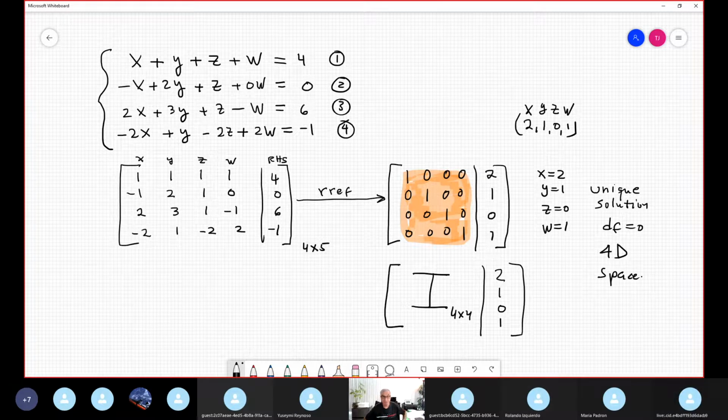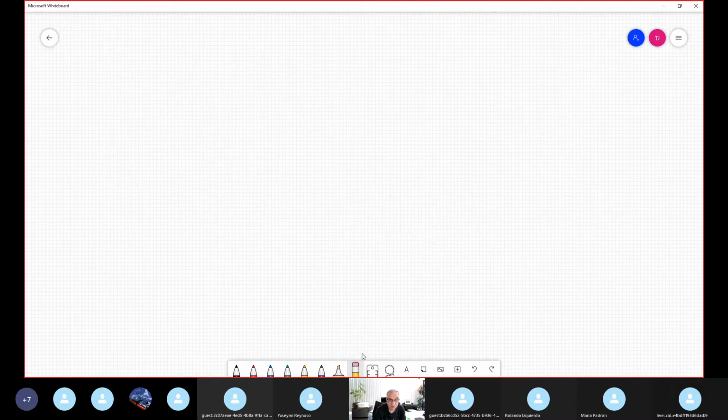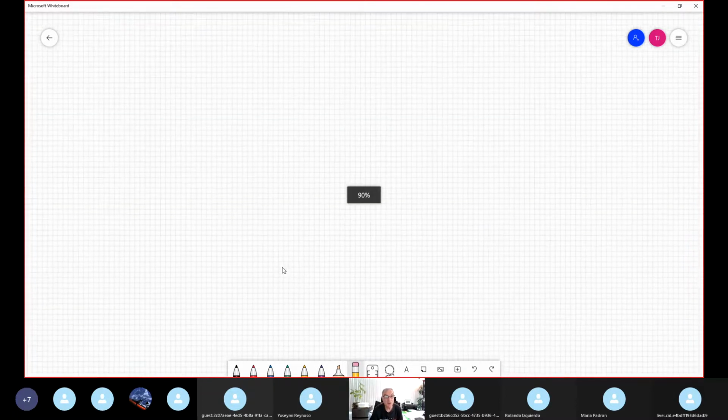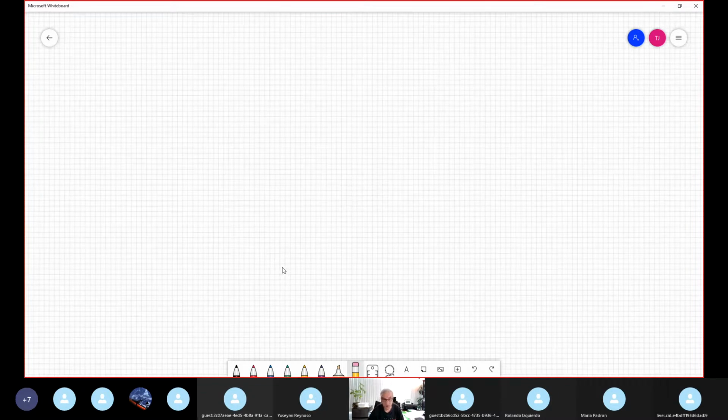Let's move on to example 3. Example 3 was the example that I put at the beginning to illustrate the case where it's impossible to have a unique solution, because this system is completely underdetermined.